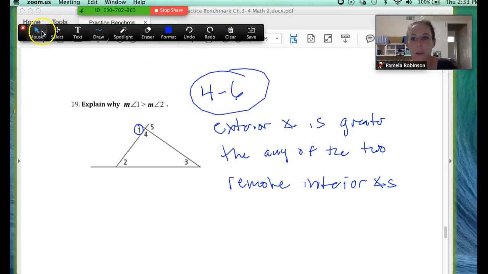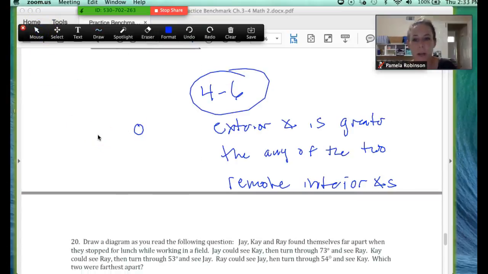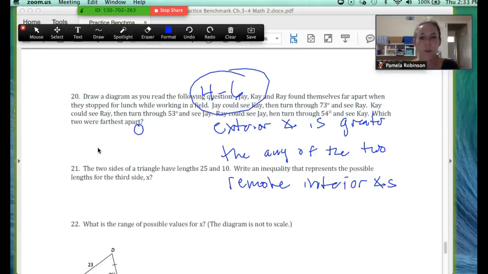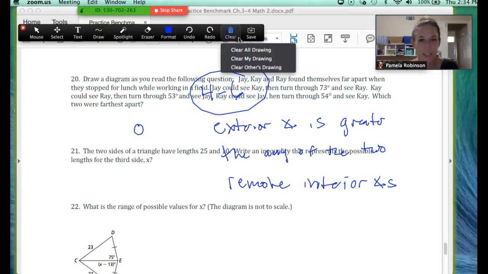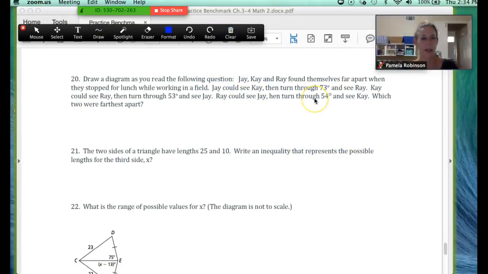If you're not sure about that one or you didn't learn it very well, go back and review it. All right, let's do number 20. I kind of like number 20. It's a kind of fun way to look at a triangle. Draw a diagram. Walk it out. Think about it. As we read this, we're going to draw.